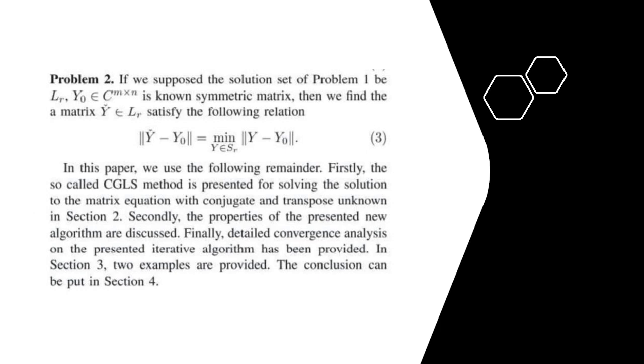In this paper, we use the following arrangement. Firstly, the so-called CGLS method is presented for solving the matrix equation with conjugate and transpose unknown in section 2. Secondly, the properties of the presented new algorithm are discussed. Finally, convergence analysis of the presented iterative algorithm is provided. In section 3, two examples are provided. The conclusion is put in section 4.